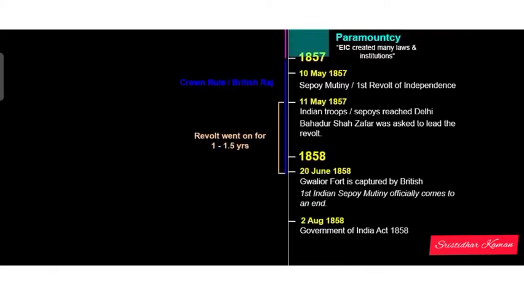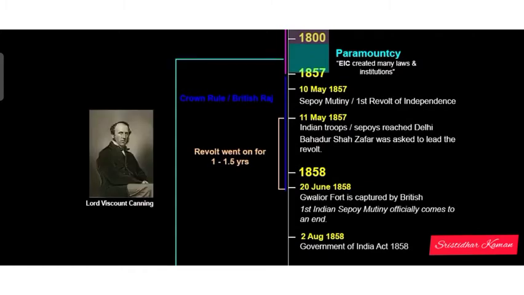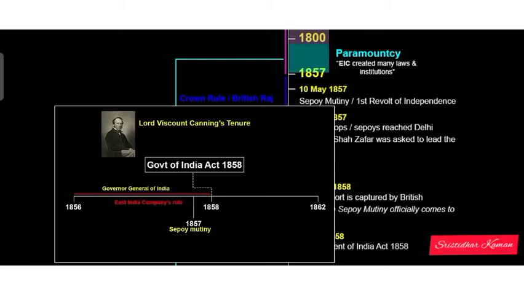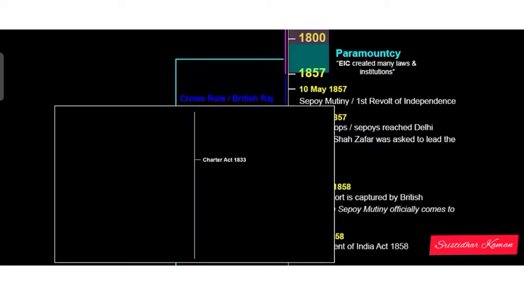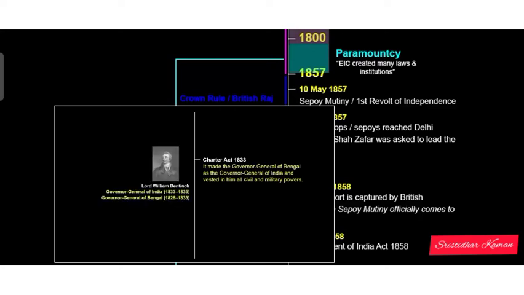During this time, the Governor General and Viceroy of India was Viscount Canning or Lord Canning. The term Viceroy came from the Government of India Act 1858. So basically it changed the name from the Governor General of India to Viceroy. The post of Governor General of India was created by passing the Charter Act of 1833, and that is how Lord William Bentinck became the first Governor General of India.